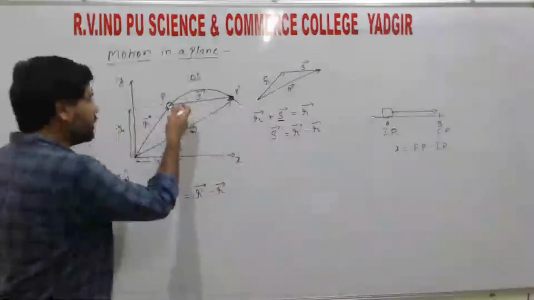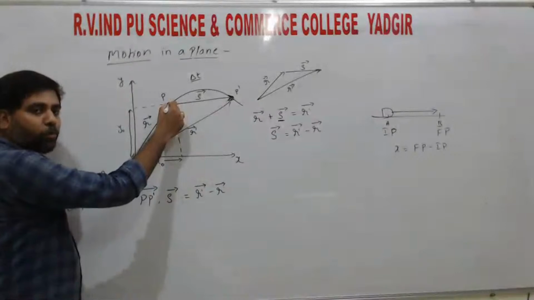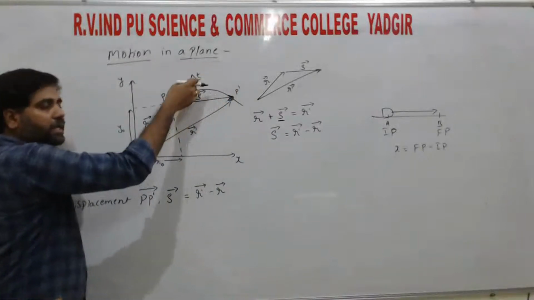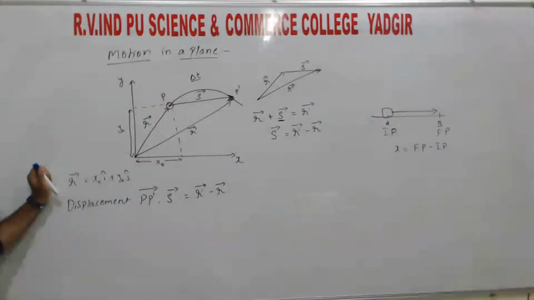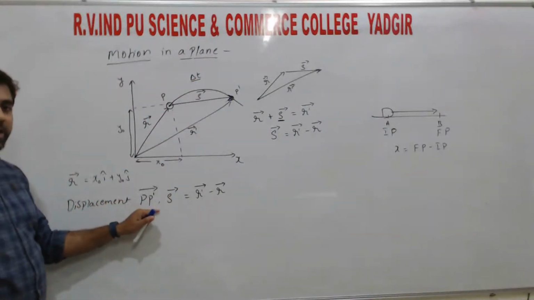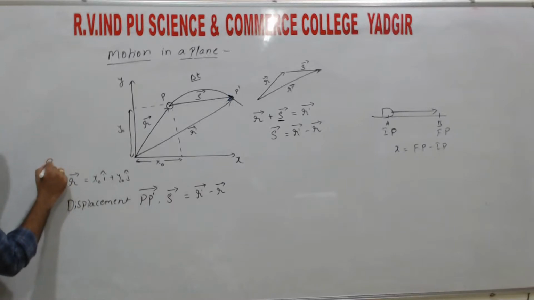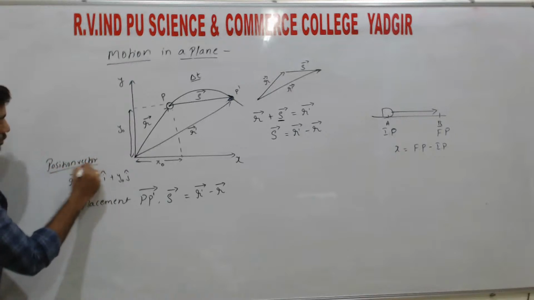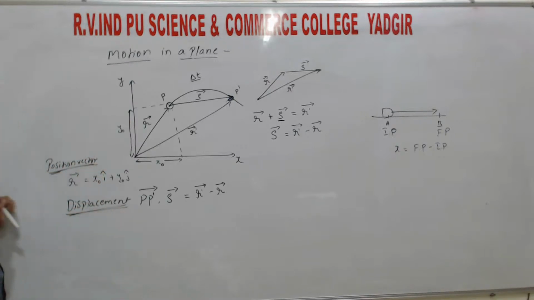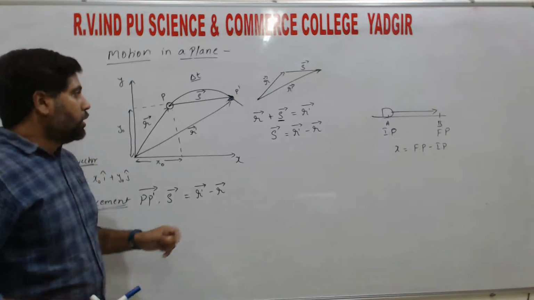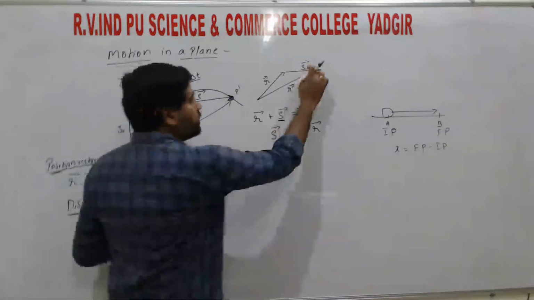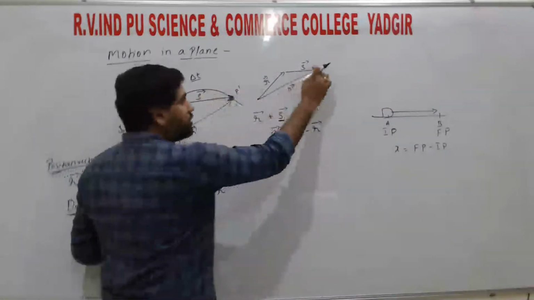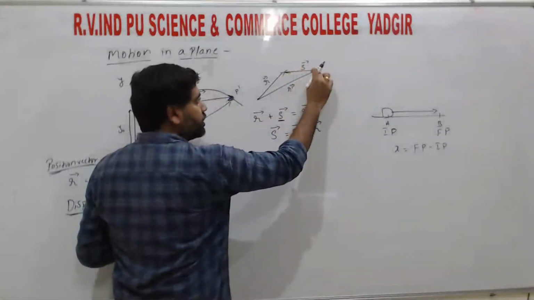So in the same way here also, p is the initial point of the object, p dash is the final point of the object after it takes some time t, right? This gives what? The displacement vector. So r dash is the position vector, right?